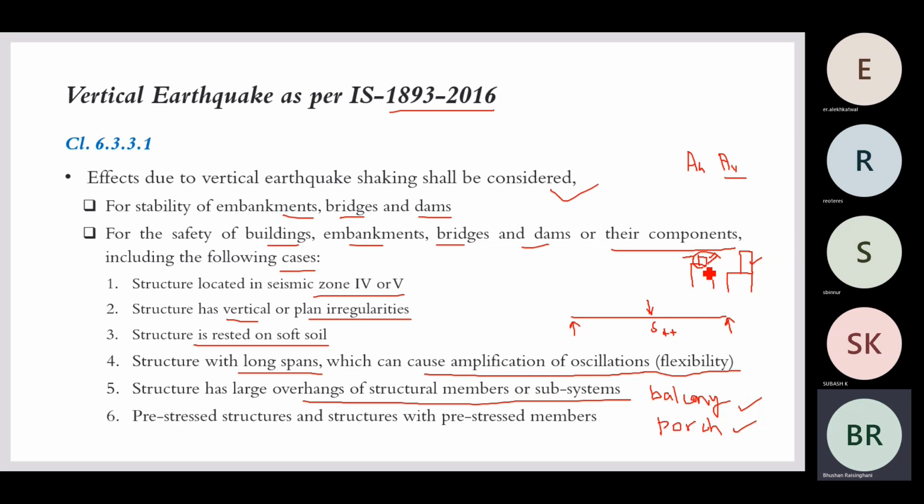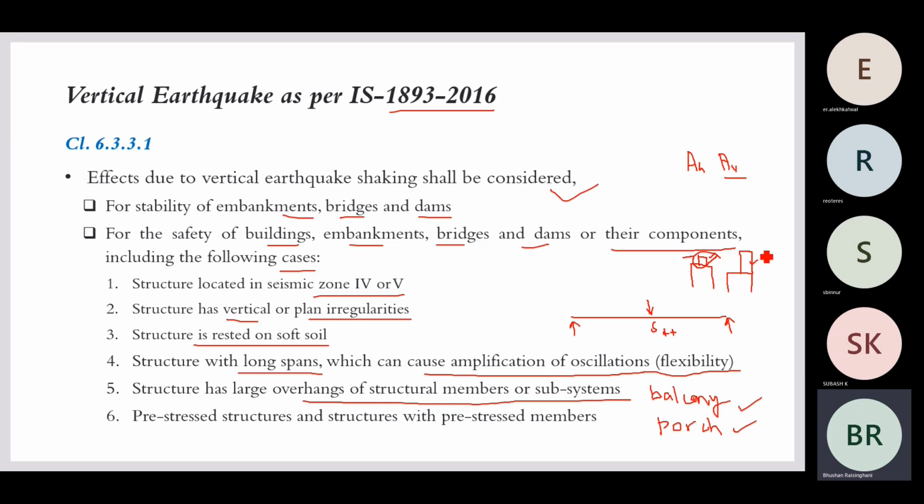So for all projections, suppose it is in zone 3, we don't have to consider the vertical earthquake for the building, but for projections we have to consider the vertical earthquake. We will separate out this region from the building and design only this region for the amplification of the oscillation due to the vertical earthquake. So we'll see how it is done.